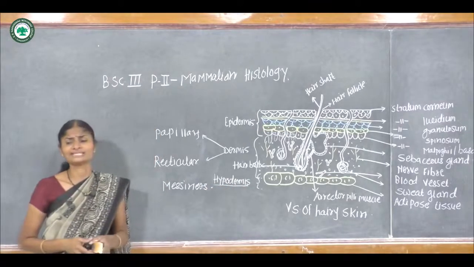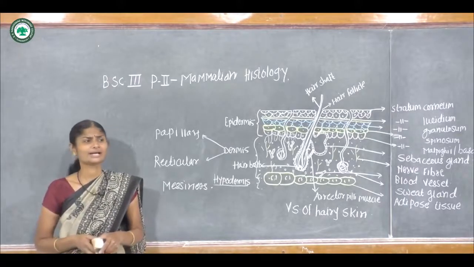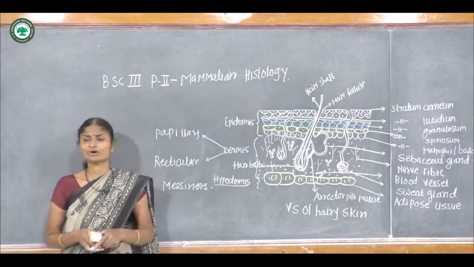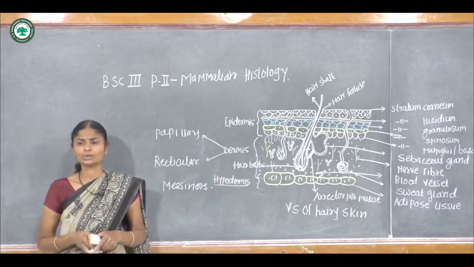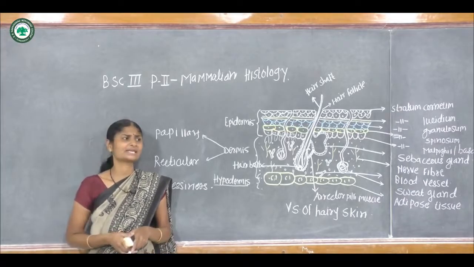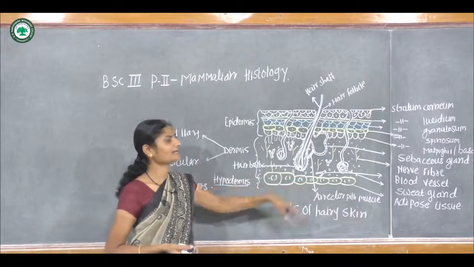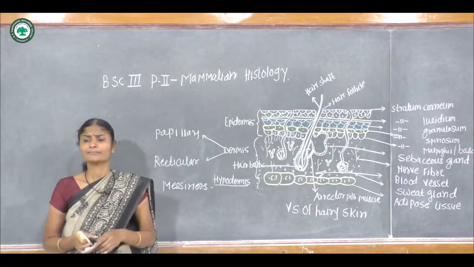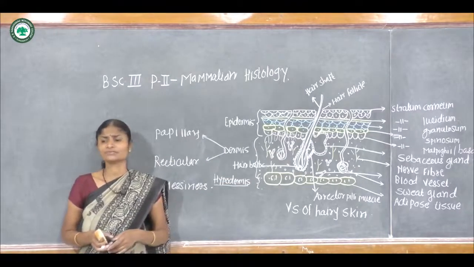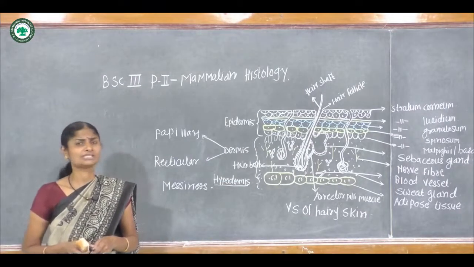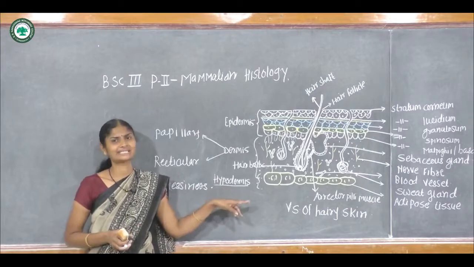Next layer is hypodermis. This hypodermis is a layer of loose connective tissue which is useful to attach the skin to the underlying muscles and bones. It mainly contains adipose tissue. Look at this diagram, it shows yellow colored adipose tissue, and these adipose tissues are metabolic in function. It is responsible for production of vitamin D and triglycerides.